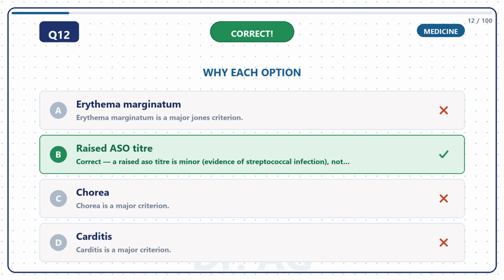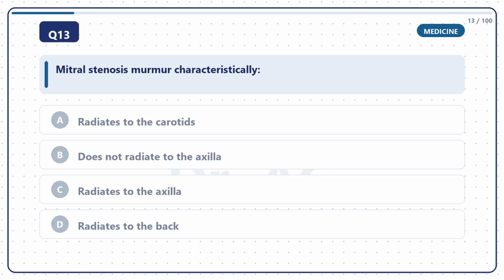Correct, a raised ASO titer is minor evidence of streptococcal infection, not a major criterion. So, the right answer is option B. Raised ASO titer. Question 13. Mitral stenosis murmur characteristically. Option A, radiates to the carotids.